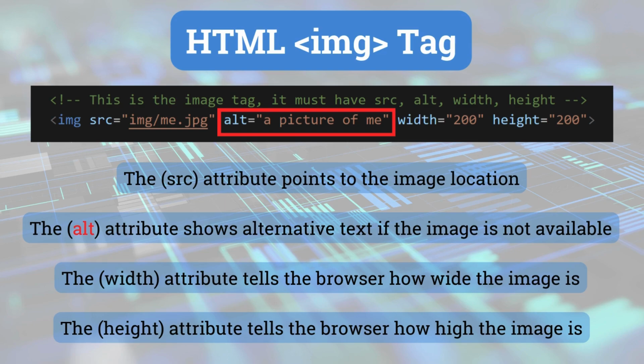Next, we have the alt attribute, which is also needed for the image. The alt attribute gives a text representation of what the image actually is, in case the image is not available, and for Google. So the screen readers can still read out loud what the picture is about.